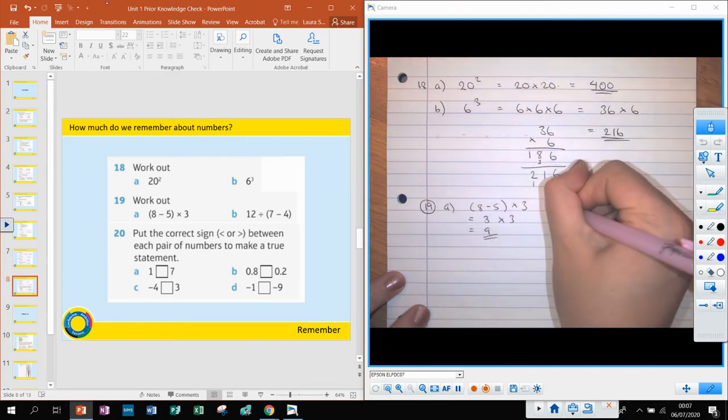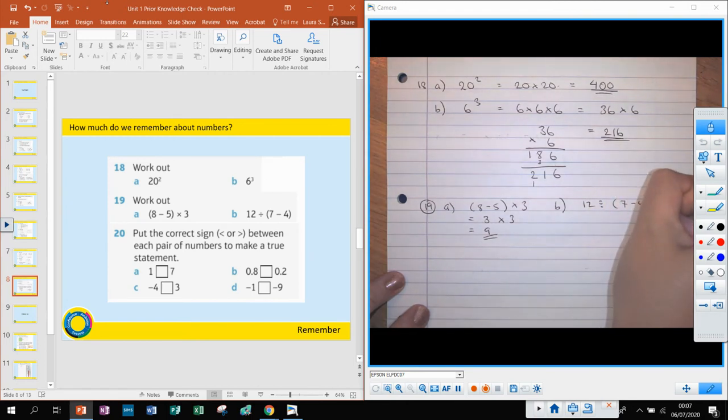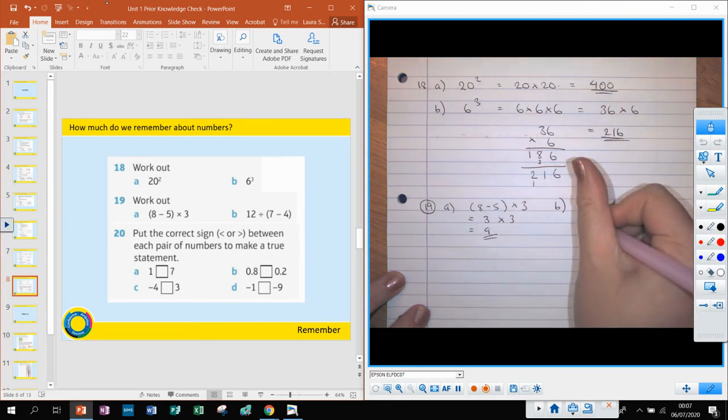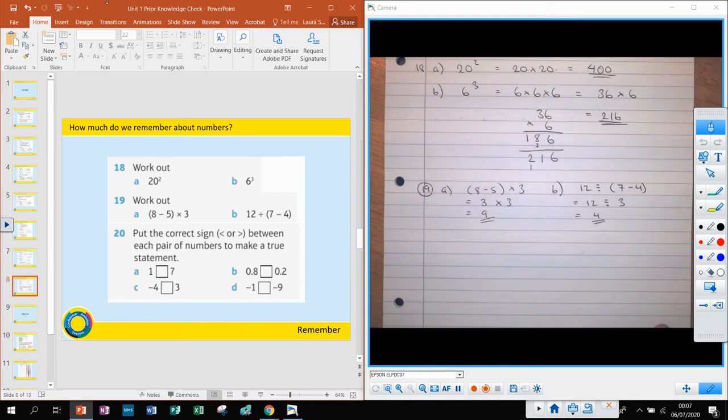Part B, we have 12 divided by the bracket 7 minus 4. So again, I have to do what's in the brackets first. So 7 minus 4 is 3, and 12 divided by 3 will give me 4 as my final answer. Well done.